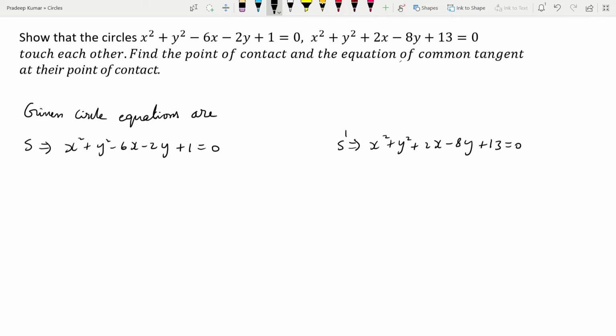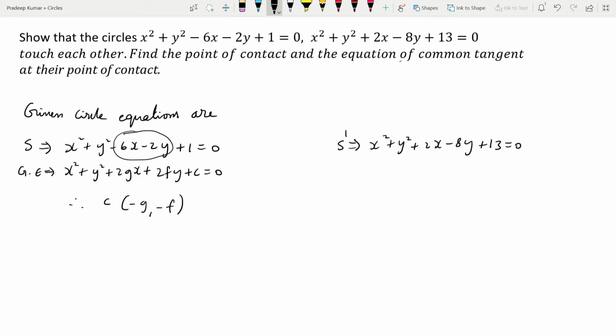I'll compare these equations with the general equation of the circle. The general equation is x square plus y square plus 2gx plus 2fy plus c equal to 0. If we have to find g and f, the center of the circle is represented as minus g comma minus f. When I compare this with the 6x and minus 2y, I get the center of the circle as 3 comma 1. Alright, so this is the center.